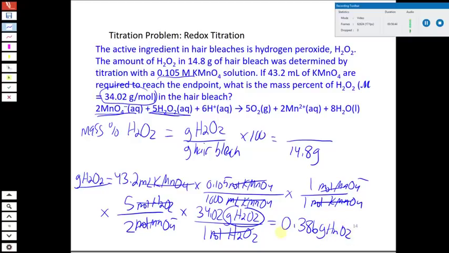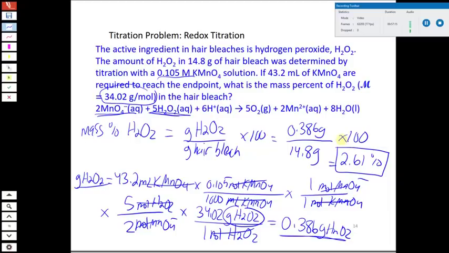So then to find mass percent, we take this mass, which is the mass of our solute, 0.386 grams, divided by the mass of our solution, multiply by 100 to get a percent, and we get 2.61%. So a little over 2.5% of the mass of our hair bleach solution is made up of hydrogen peroxide. The rest would be whatever else you need in there to effectively bleach hair, because I don't know what that is. All right, but the H2O2 is the active ingredient.